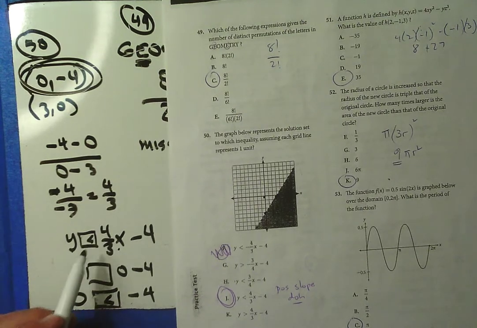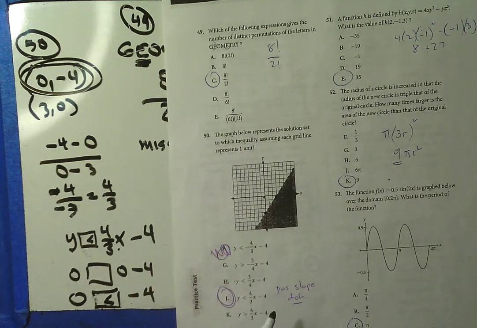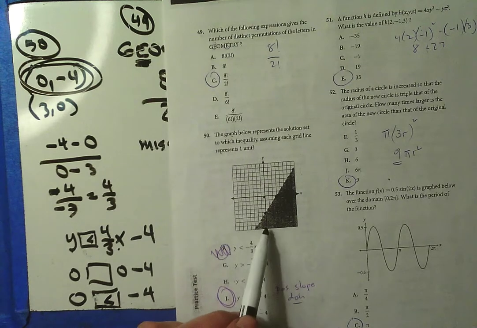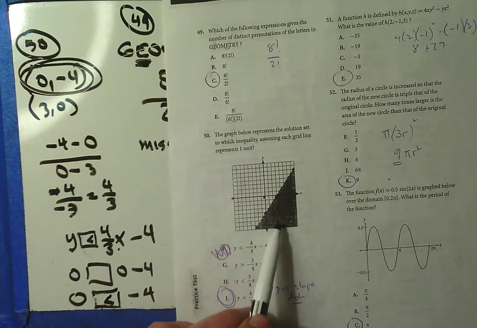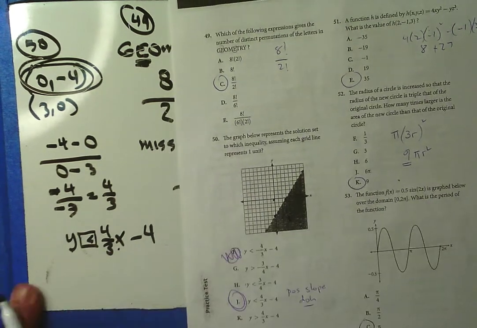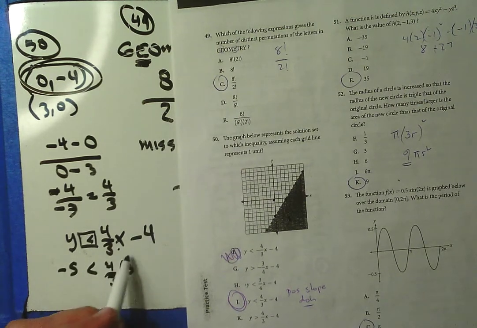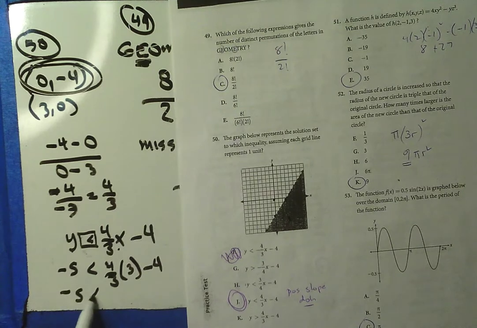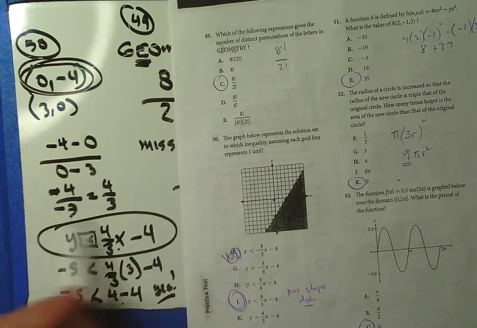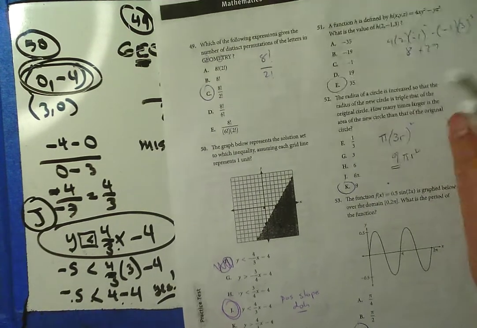Why is it less than and not less than or equal to? Because this line, if you look close, is a dotted line. And if you don't believe me, we can always plug in a number like 3, -5. That would be over here somewhere. So let's plug in 3, -5. -5 is less than 4/3 times 3 minus 4. -5 is less than 4 minus 4. Is -5 less than 0? Yes. And so we've written this inequality properly. This inequality is choice J for number 50.